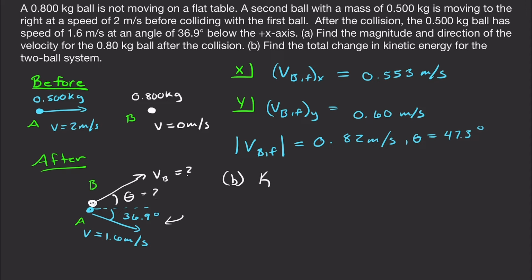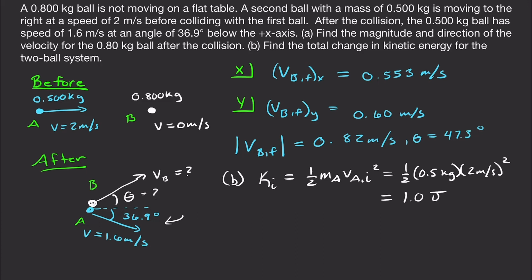So initially the kinetic energy is only due to particle A, so we have 1/2 m_A times v_Ai squared, or 1/2 times 0.5 kilograms times 2 meters per second all squared. And that's just going to be 2 squared is 4, times 1/2, or 1 joule.